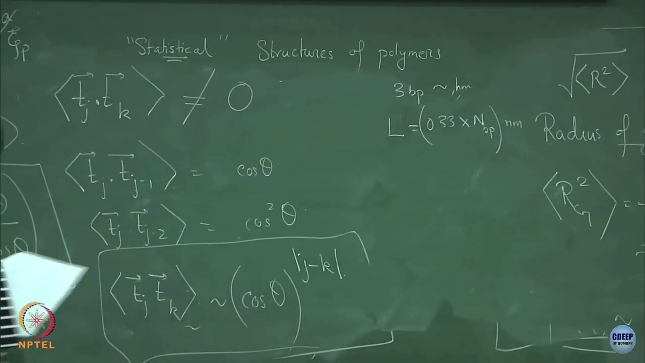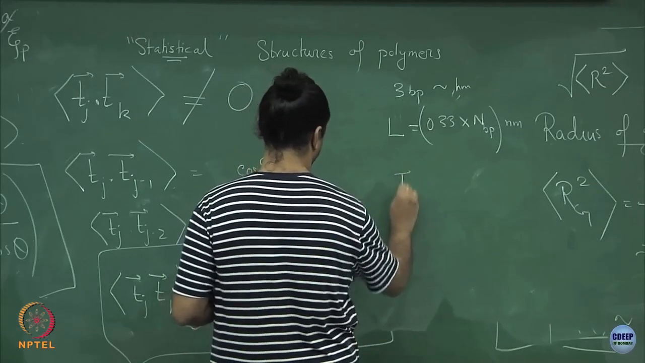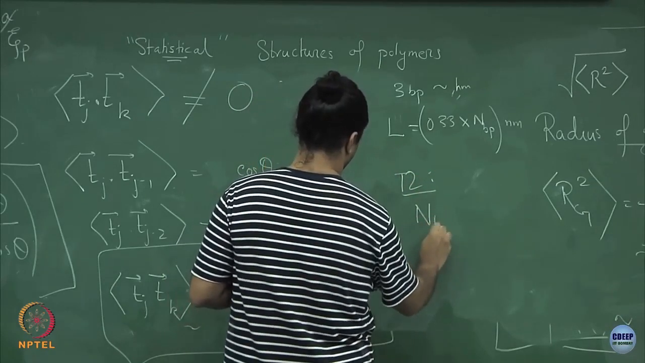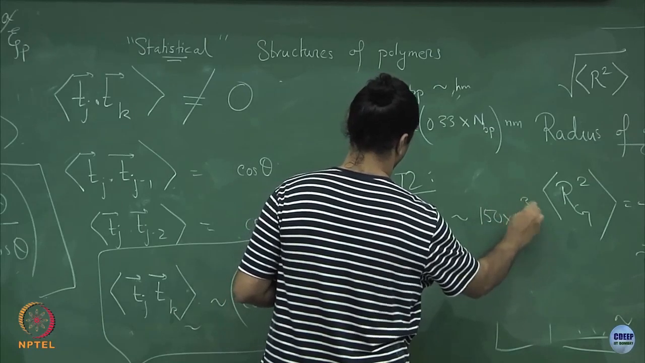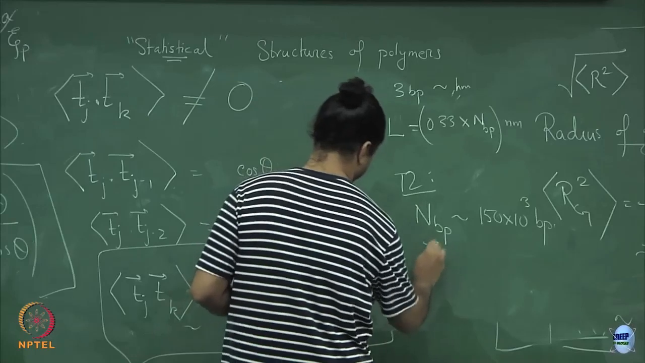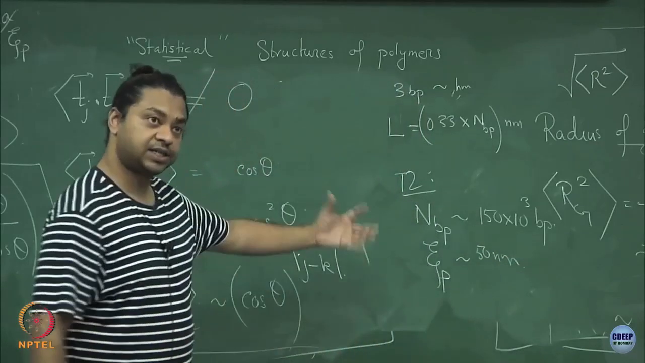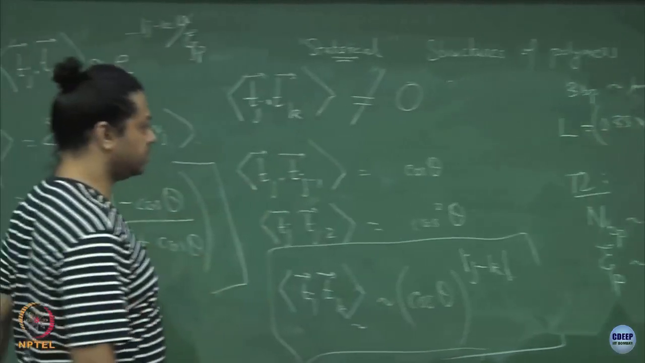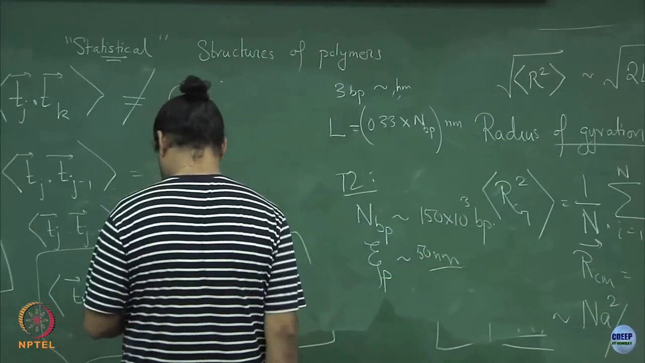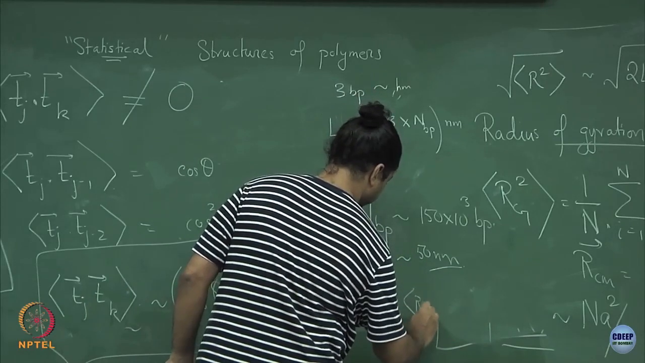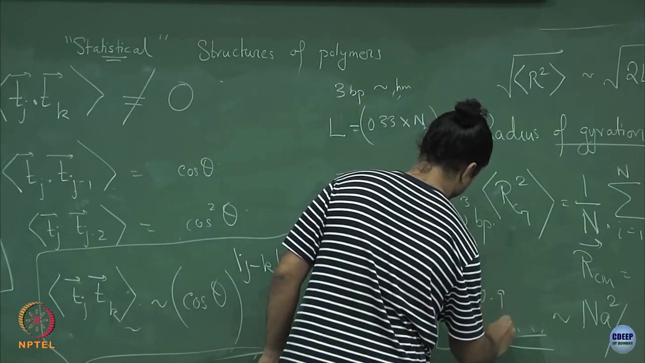So, now we can just put in different organisms. For example, I have this virus bacteriophage T2, which has the number of base pairs in its genome as some 150 kilobases. So, 150 into 10 to the power of 3 base pairs. And as I said, the persistence length of DNA is of the order of 50 nanometers. So, you can calculate how large that genome would be based on this polymer theory. You can calculate what this Rg square is going to be, and the square root of Rg square comes out to be roughly around 0.9 microns.